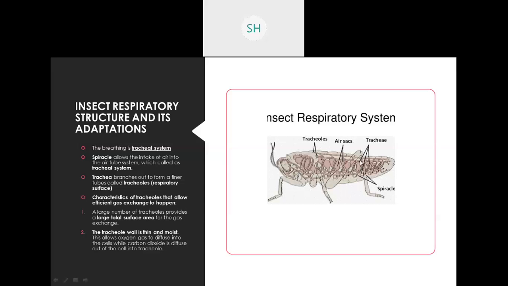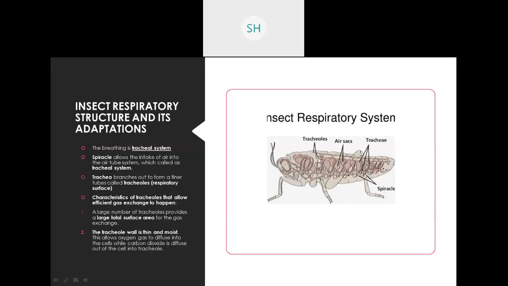And then the trachea will branch into finer tubes called the tracheoles. The walls of the tracheoles are very thin and moist, because this part is the respiratory surface where the exchange of gases will occur. That's why the tracheole wall is very thin and moist, because this allows the oxygen gas to diffuse into the cells, while the carbon dioxide diffuses out of the cells into the trachea.